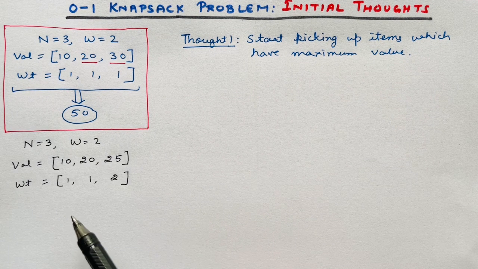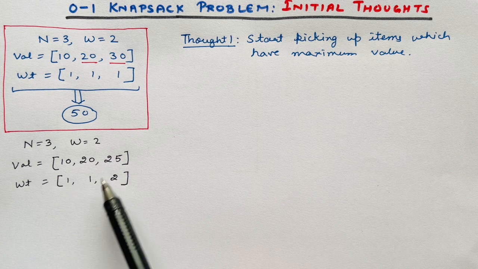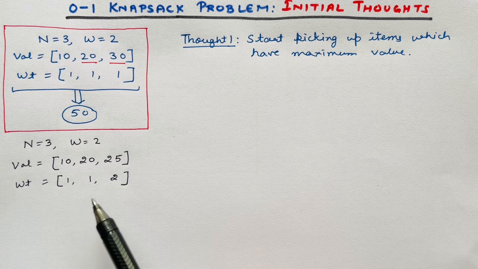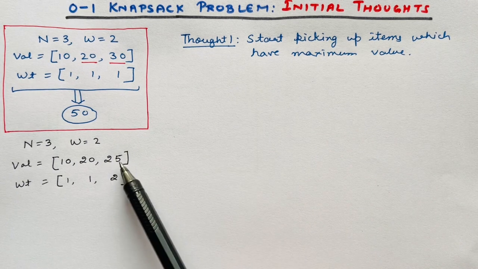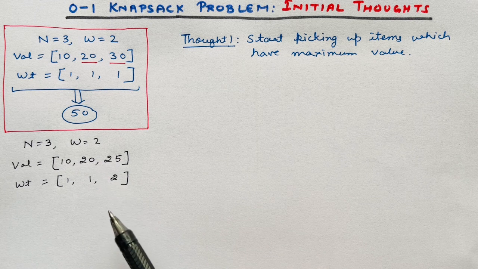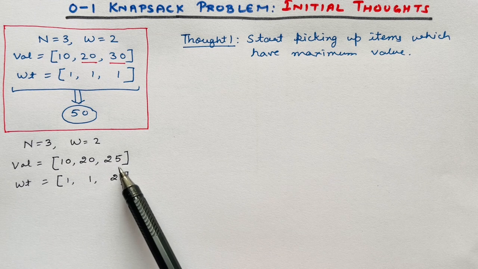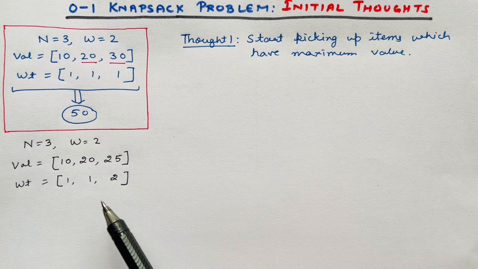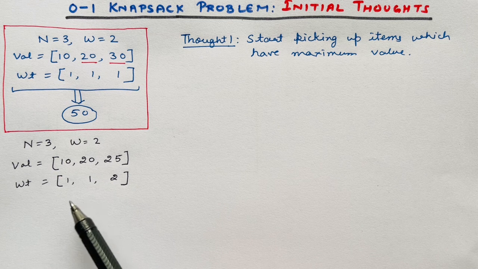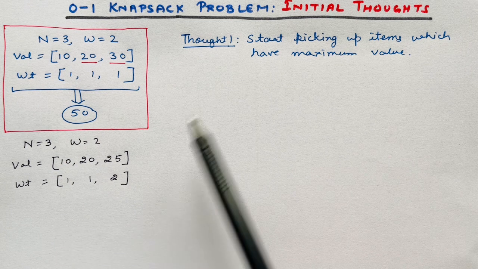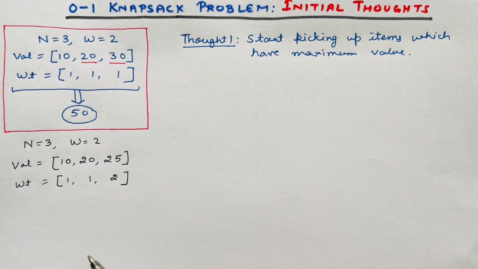Consider this example. In this example, we have 3 items, but their values are 10, 20 and 25. And the weights are 1, 1 and 2. The capacity is 2. Now if we go by this thought process, we will first pick 25 and then our capacity would have exhausted. So our maximum value that we would have returned would be 25. But that's not correct, right? We could have picked 10 and 20. We would still be under our capacity and the maximum value that we could have made was 30. Therefore, this approach is not always guaranteed to work.